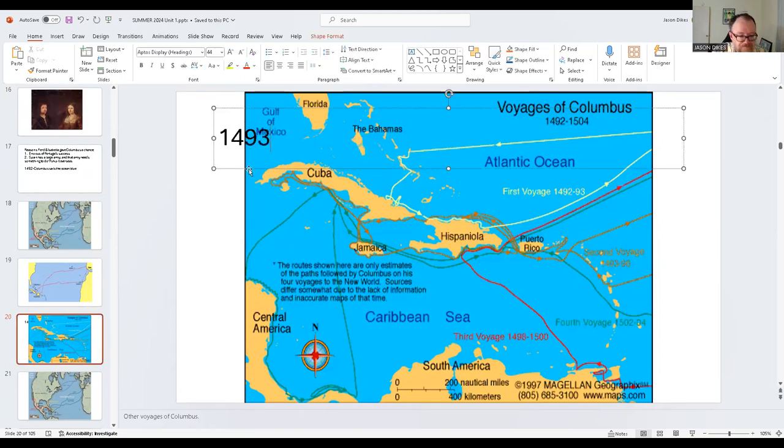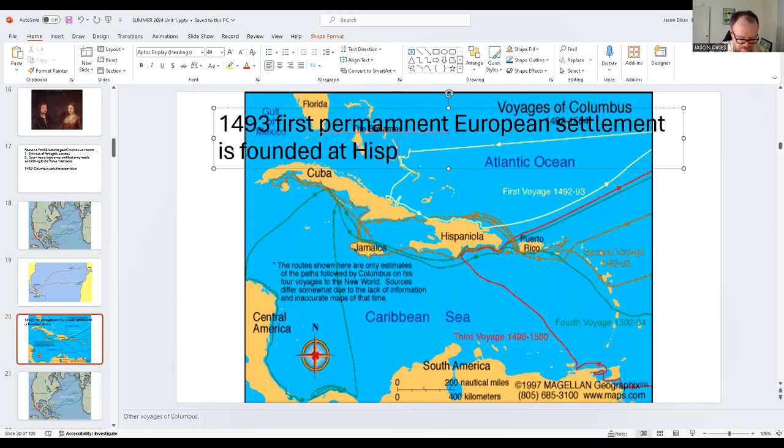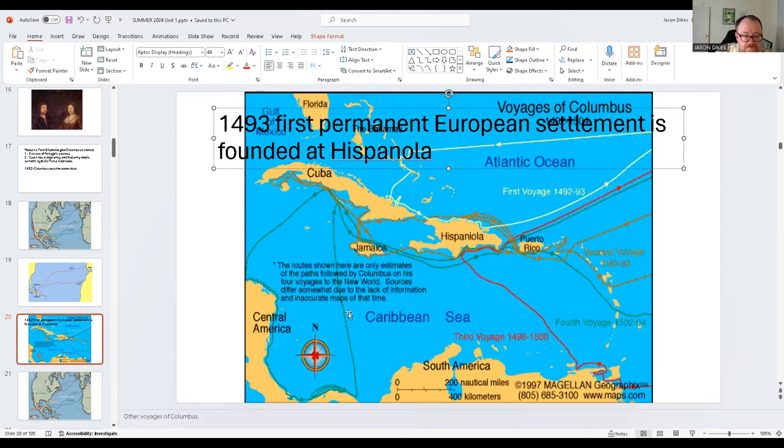And in 1493, the first permanent European settlement is founded, Hispaniola, right here. Okay. So remember, the Viking colony had failed, so it's not a permanent colony, but Columbus comes in and sets up the first one here at Hispaniola. You can see here the other 5 journeys of Columbus. He's down here in South America. He's over here in Central America. All right.